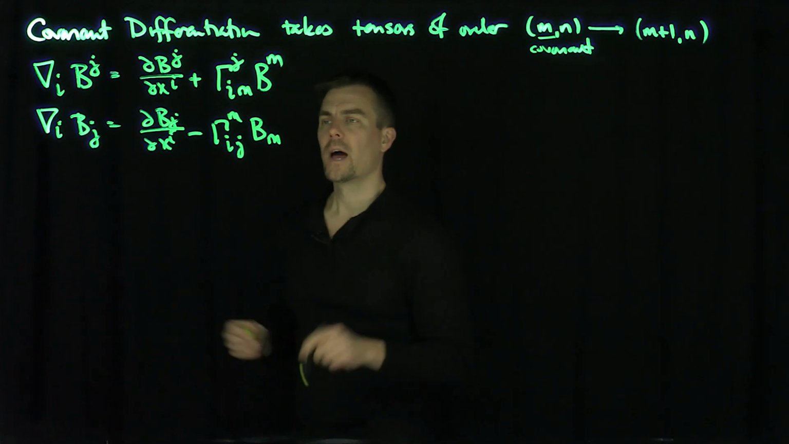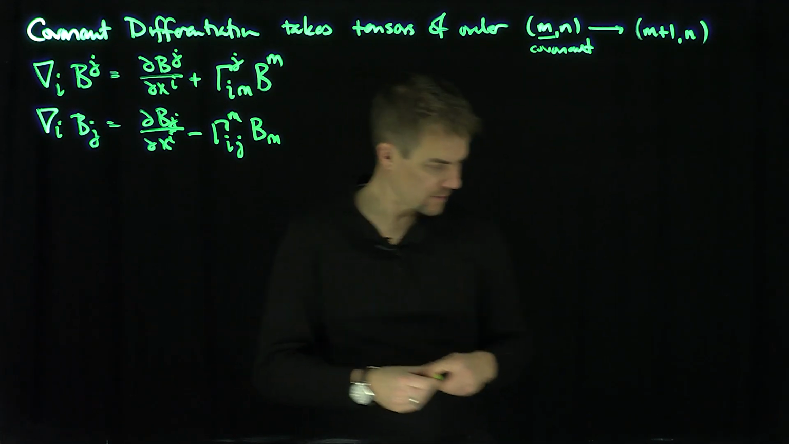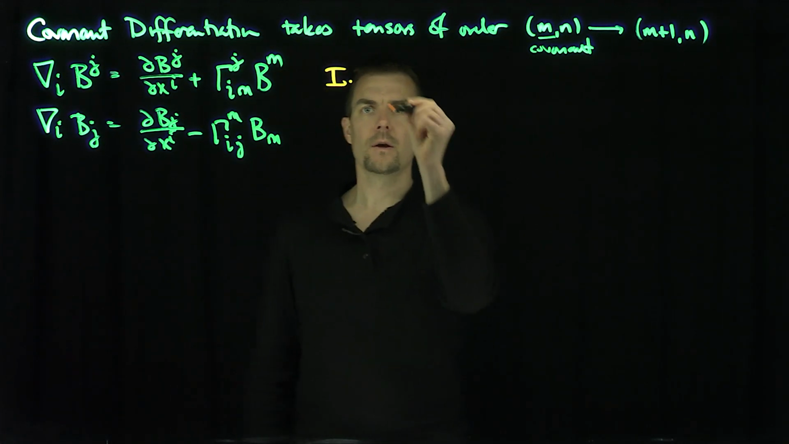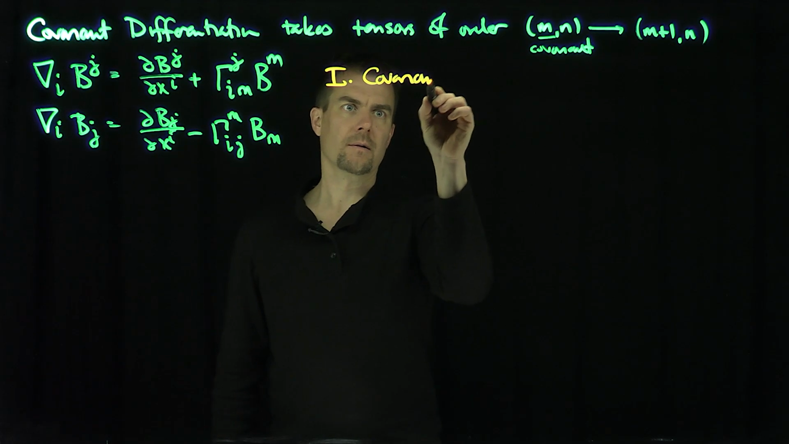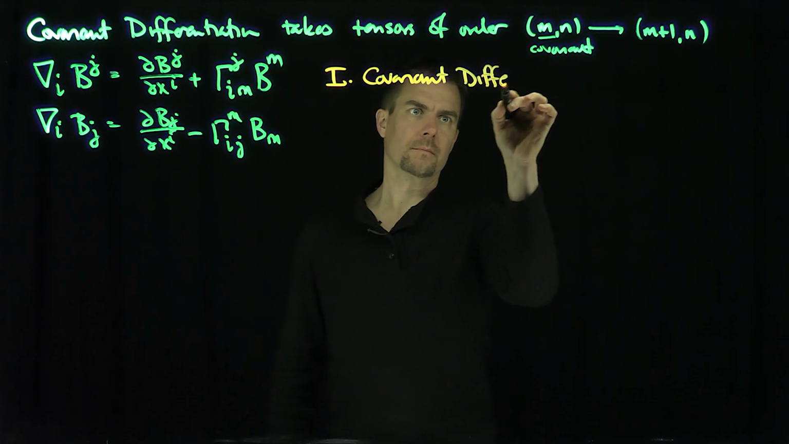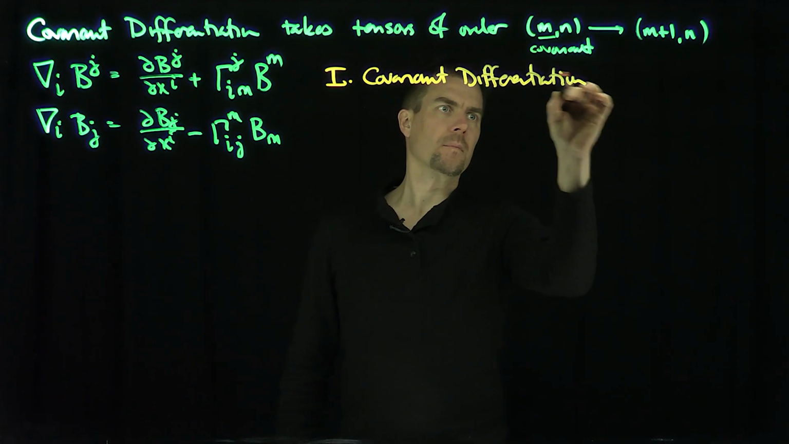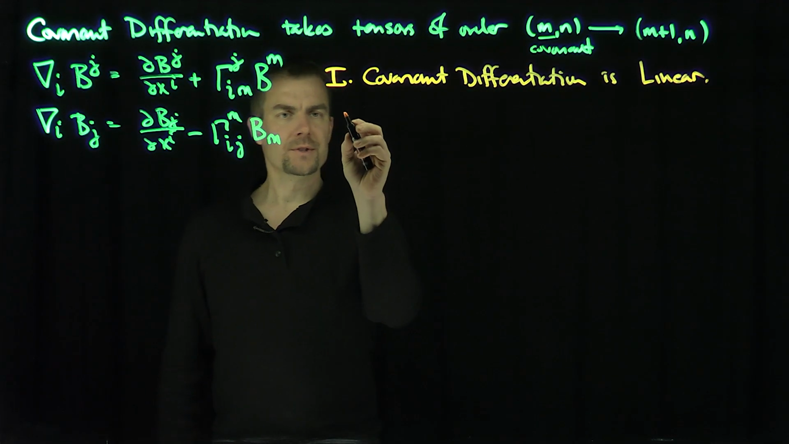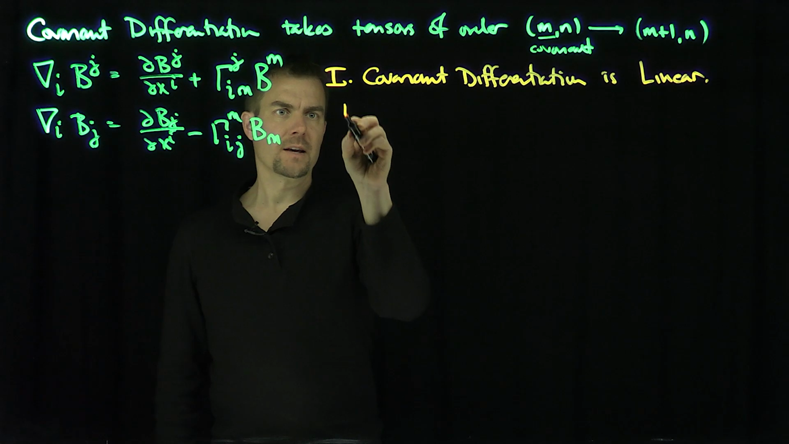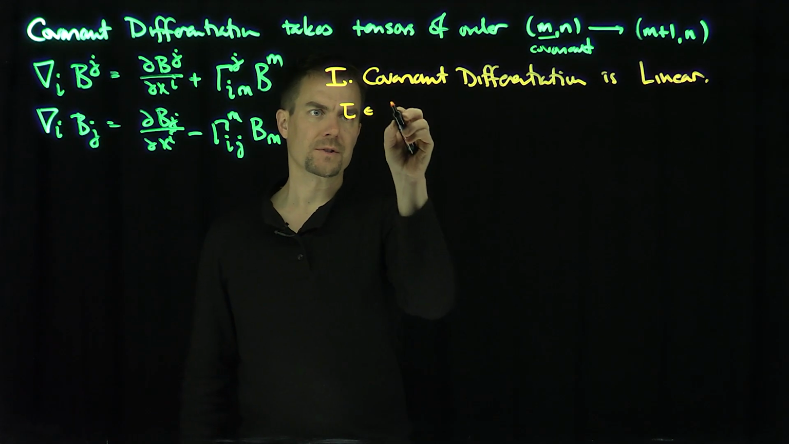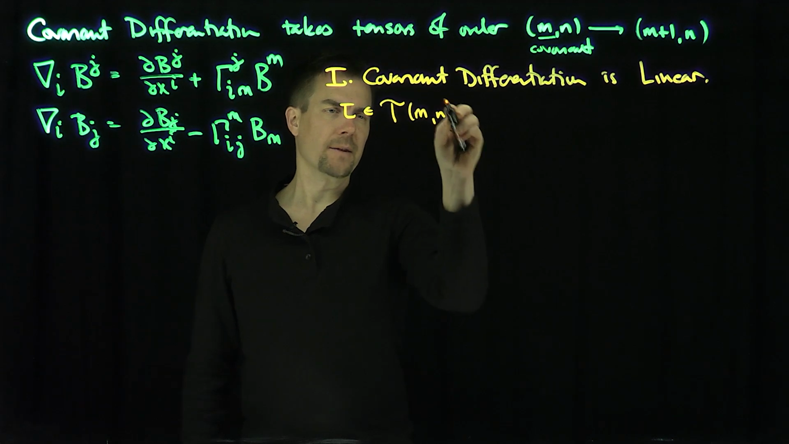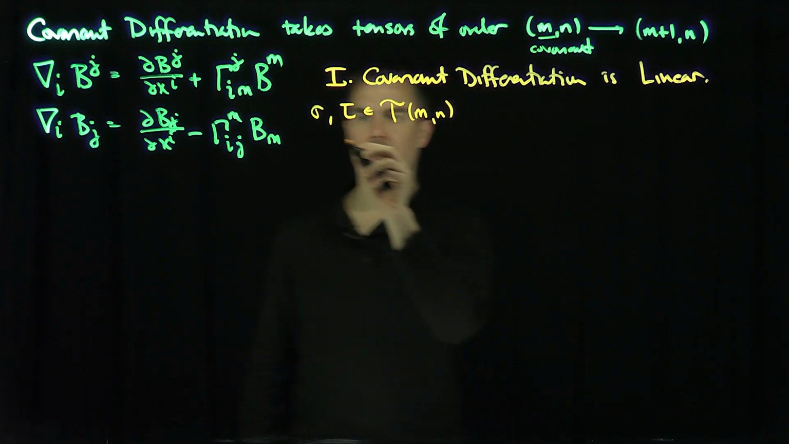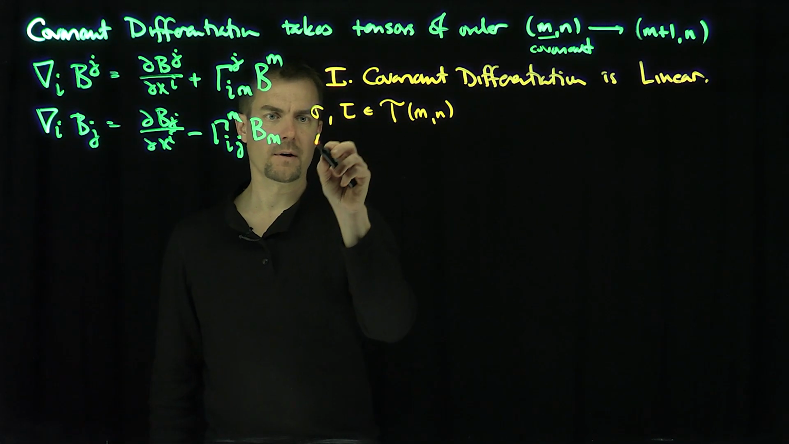Excellent. And so now what are the basic rules of these things? There are two basic rules. So here's basic rule number 1. Covariant differentiation is linear. In other words, let's say tau is a tensor of order (m, n), and sigma too, so both tau and sigma are tensors of order (m, n), and let alpha and beta be real numbers.